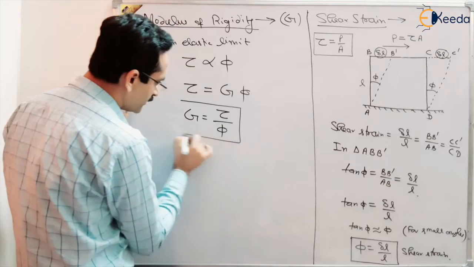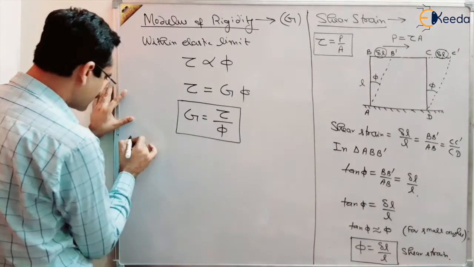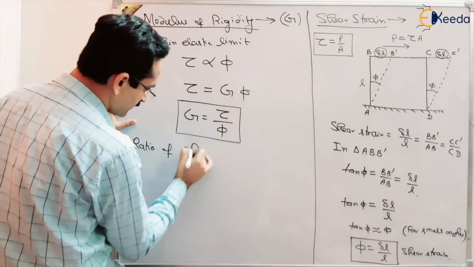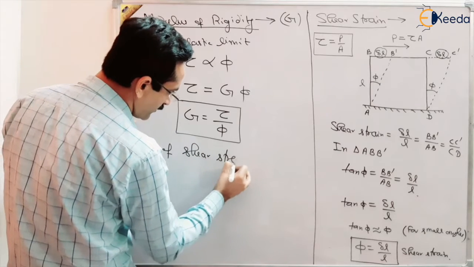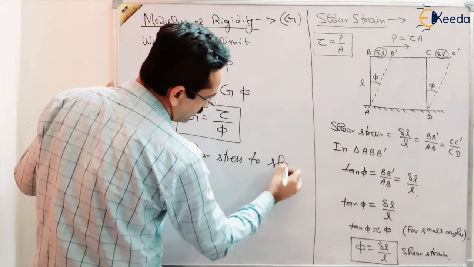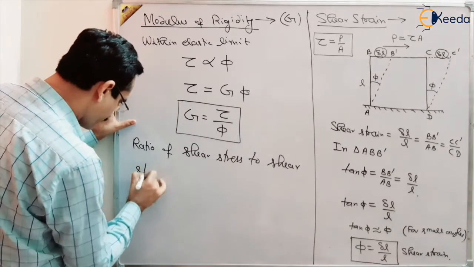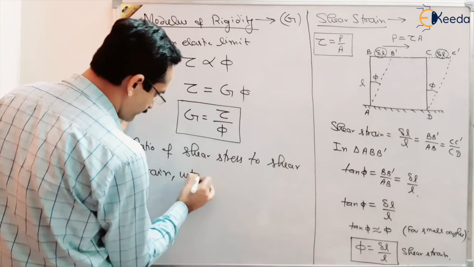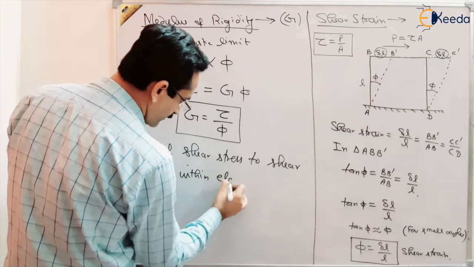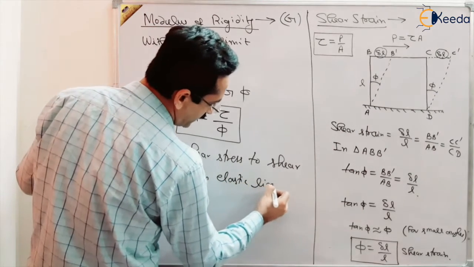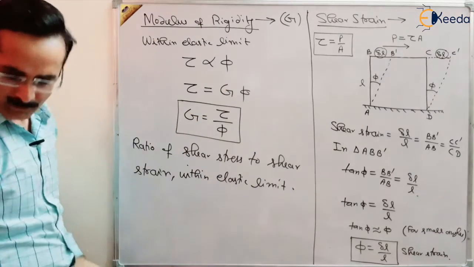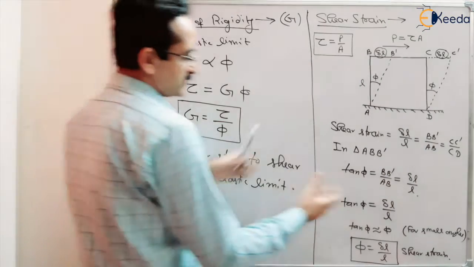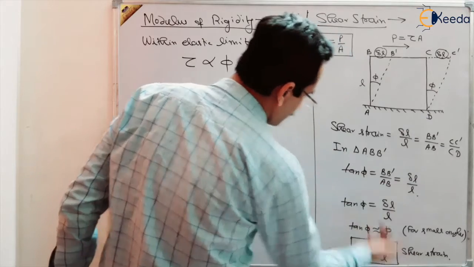So this is the modulus of rigidity. Modulus of rigidity is the ratio of shear stress to shear strain, within certain limit, the elastic limit. So this is our modulus of rigidity, and this is the shear strain phi, delta L upon L.